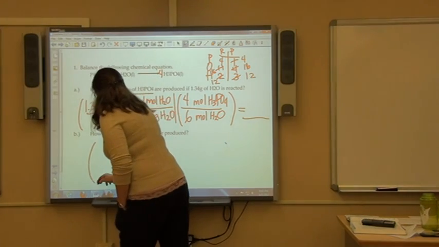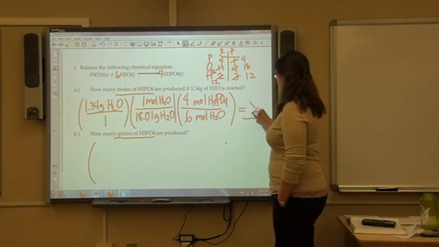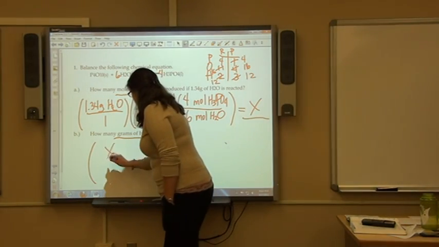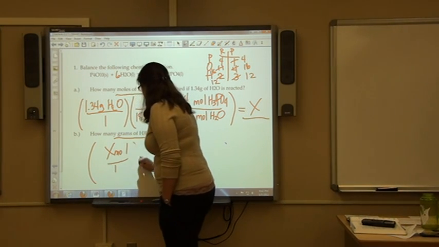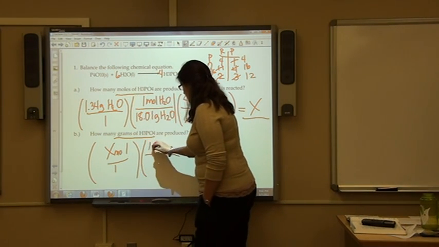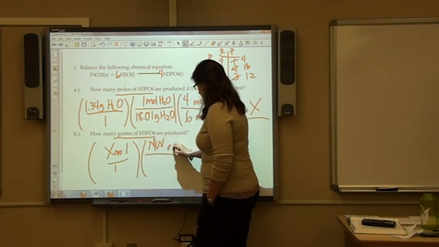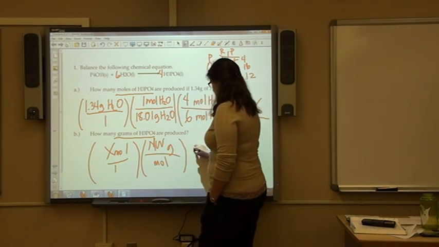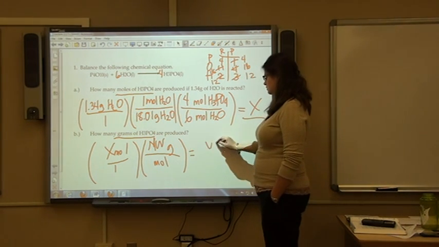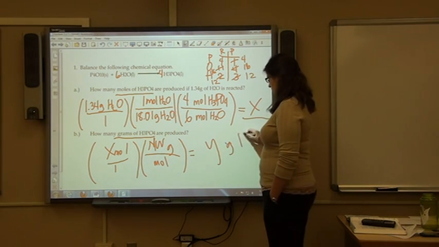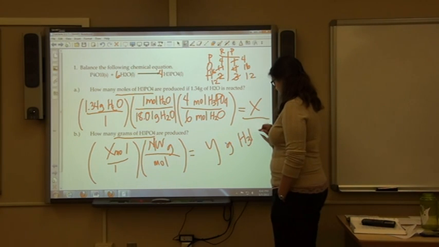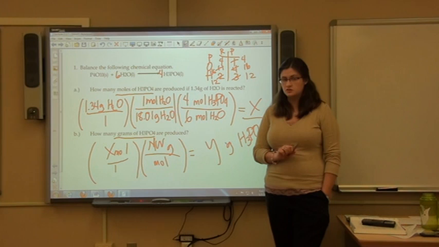In other words, this gives you a number x. X moles times your molecular weight, grams per mole, gets you your answer, y grams of H3PO4. And that's all there is to the stoichiometry. If you follow the 4 bracket path steps, you will not go wrong.